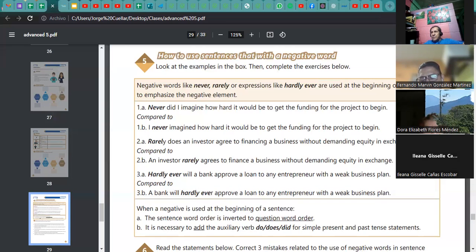So let me understand. Whenever I use rarely, I need to use the auxiliary? No. When you use these expressions at the beginning of the sentence, for example, all the examples that are A, never D, then you use the auxiliary because never is the first word. In the 2A, rarely does, because rarely is the first word. Or when you say hardly ever, will, the auxiliary there is will. So the structure is going to be like a regular question. Will a bank approve, or does an investor agree? Like a question. Okay. So that will be the change.